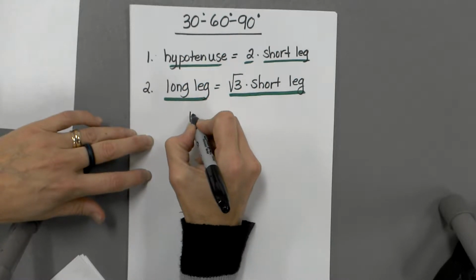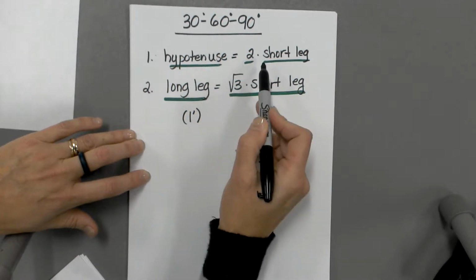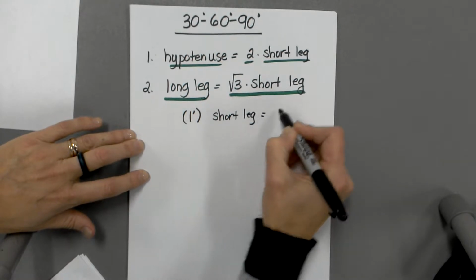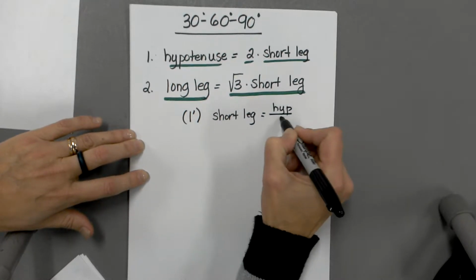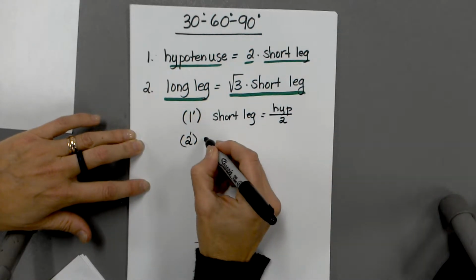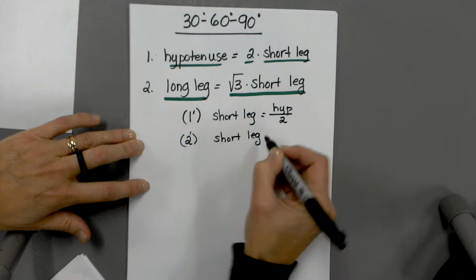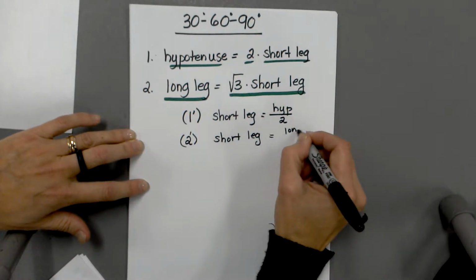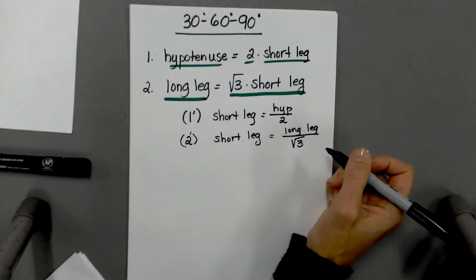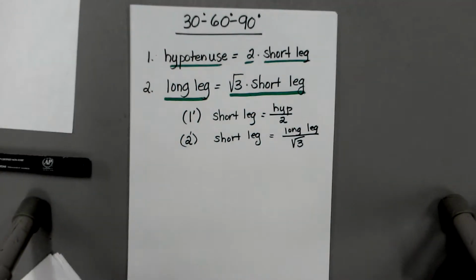Let's call the first rule 1 prime. If I divide both sides by 2, this first equation also becomes that the short leg is equal to the hypotenuse divided by 2. And rearranging the second equation, call that 2 prime, we can see that the short leg is equal to the long leg divided by the square root of 3. So we're going to use those relationships in different ways to find missing sides of a 30, 60, 90 right triangle.